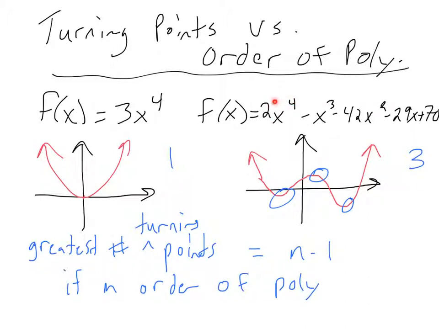This is a fourth order polynomial, right? If n is 4, n minus 1 is 3. That means the most number of turning points that either of these functions could possibly have had was 3. And this one has the maximum number of turning points that a polynomial function of the fourth order could possibly have. So that's a theorem that we're going to be using from this point forward.